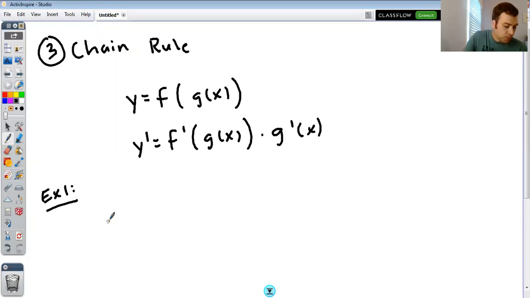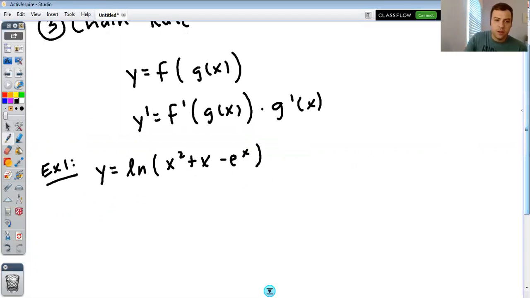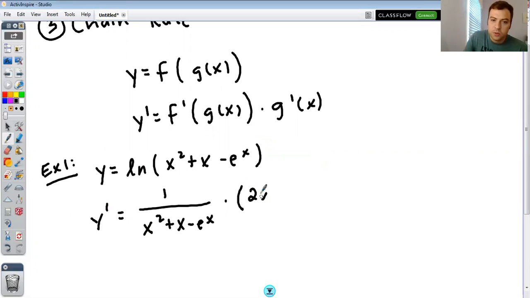So let's do example 1. Let's hit some good rules here. We got y equal to the natural log of x squared plus x minus e to the x. So when we take the derivative of this, we'll start with the outermost function, ln. The derivative of ln is 1 over x. So in this case, 1 over x squared plus x minus e to the x times... Now you go inside. Let's multiply by the derivative of the inside, which will be 2x plus 1 minus e to the x. I could move this to the top if I wanted to, or just leave it. This looks great to me.